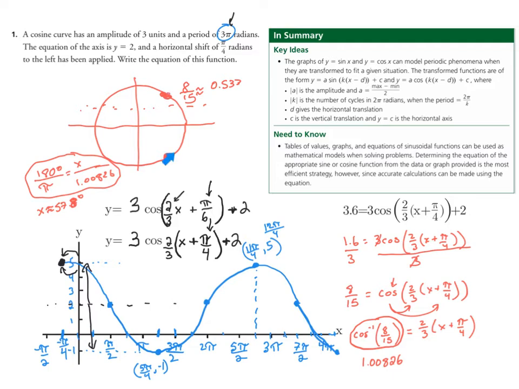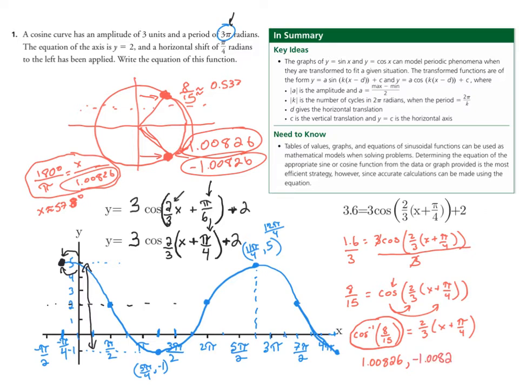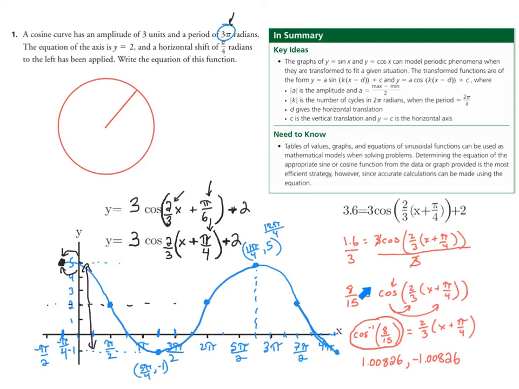Well, we know there's another spot here that's going to give me that same answer. So what is that spot, right? So we've got our 1.00826 is this angle here. So this angle down here that will give me the same distance to the right is going to be negative 1.00826. Right? So we have 1.00826 and negative 1.00826. So we'll put that down here, negative 1.00826.